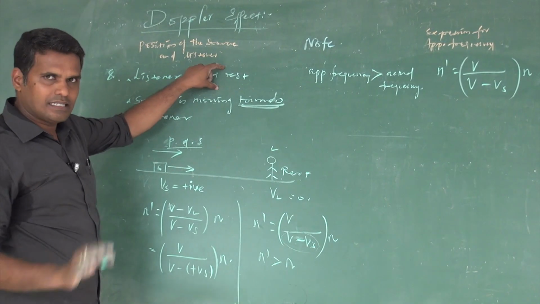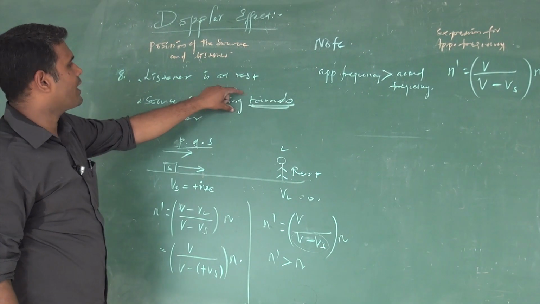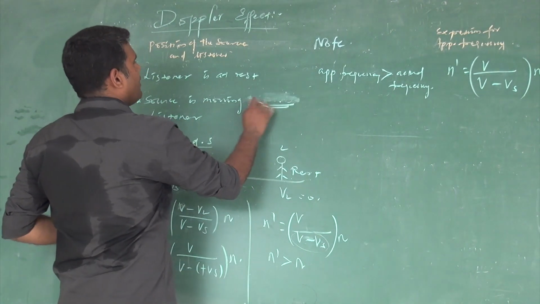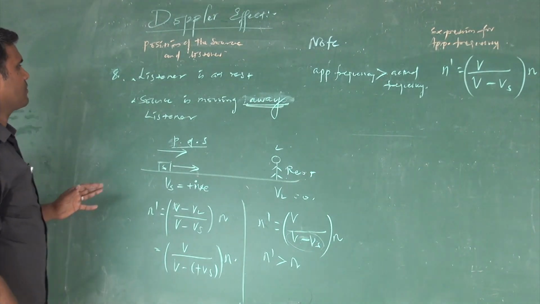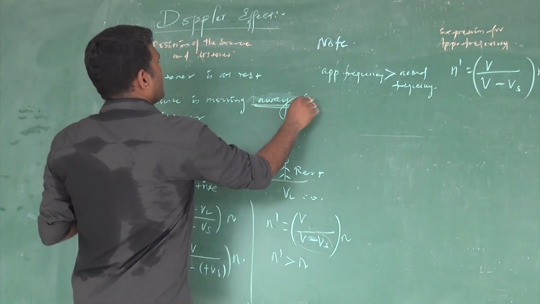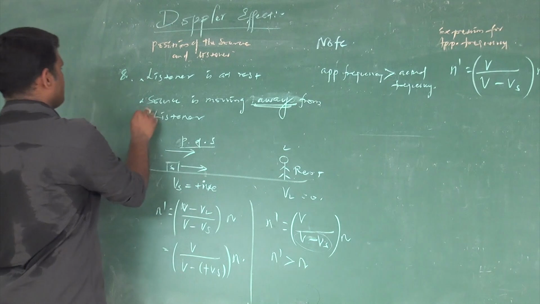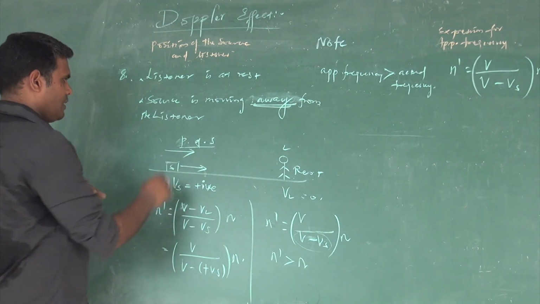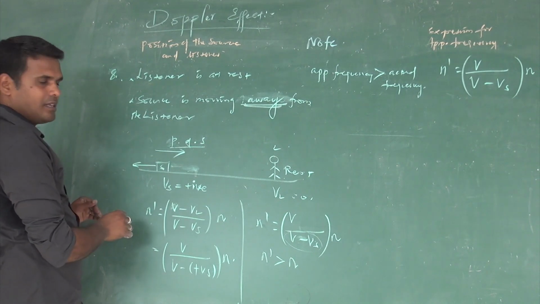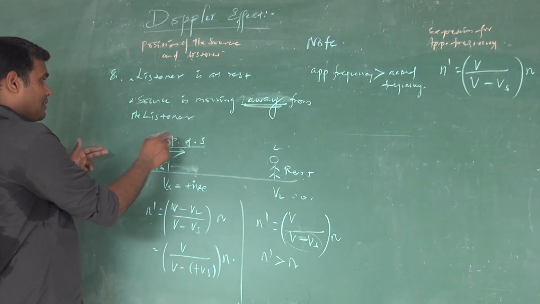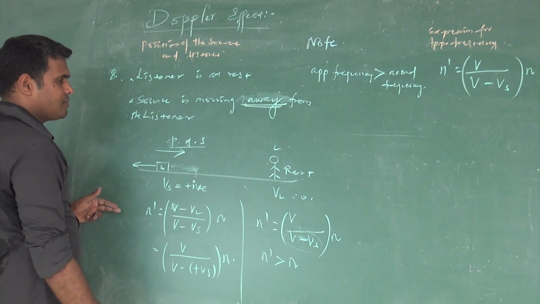Listener is at rest as it is, but the source is moving. Instead of towards, I am taking away from the listener. Source is moving away from the listener. So in this diagram, what will happen? The source will be moving away from the listener. This is the direction of propagation of sound wave.